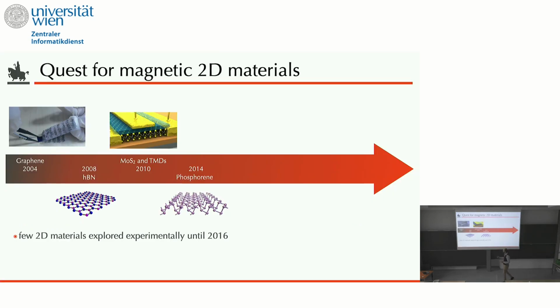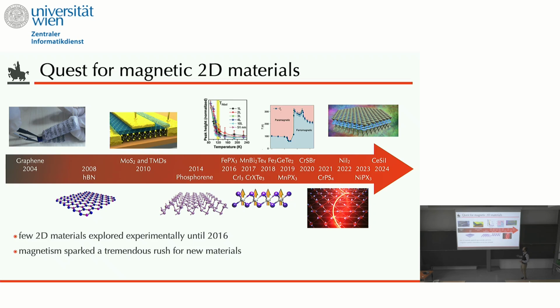Because if you think about it, from the discovery of graphene, only few 2D materials have been explored experimentally. But the field has dramatically changed in 2016 with the first discovery of magnetism. And this has sparked a tremendous rush for new materials. Because maybe this is a semi-metal, this is a semiconductor, so maybe you're already happy with that, and they are pretty good materials, pretty easy to work with.